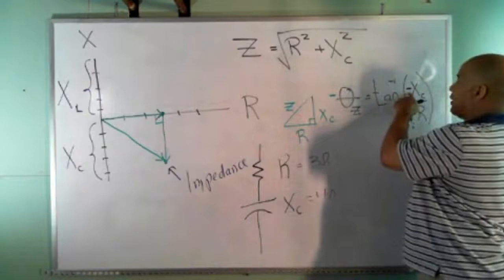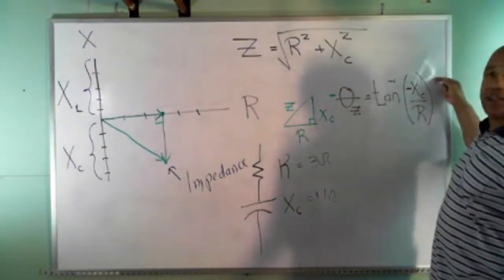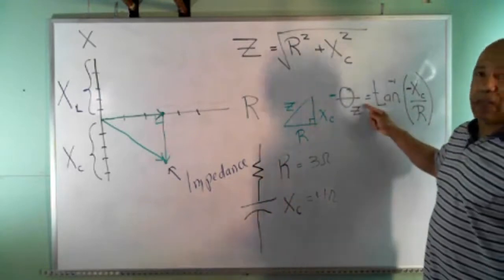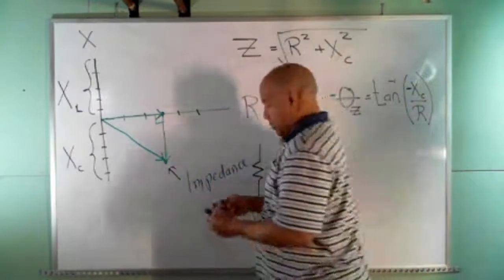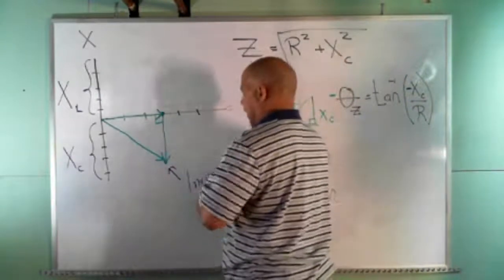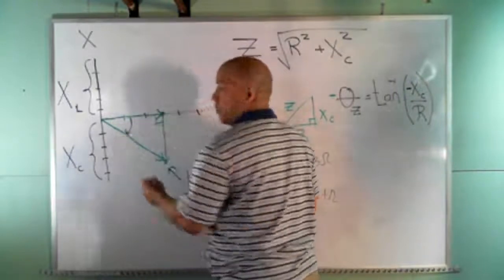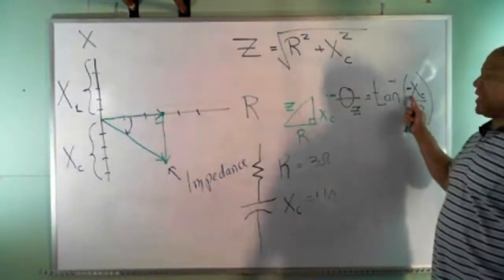When you put that in your calculator, if that negative sign weren't there, you took the inverse tangent of a positive number over a positive number, you get a positive angle, which would not be correct, because you can see over here, impedance, my angle is actually negative if I measure from here to there, which is what I want. So that's the origin of that negative sign.